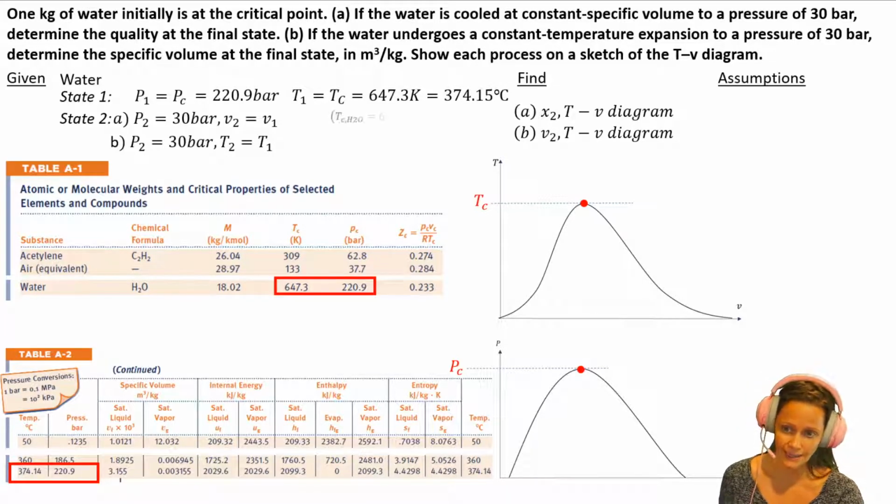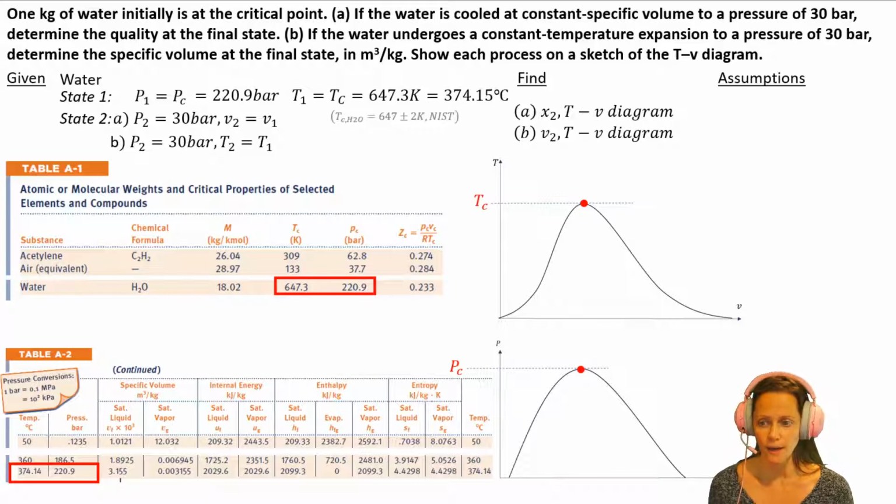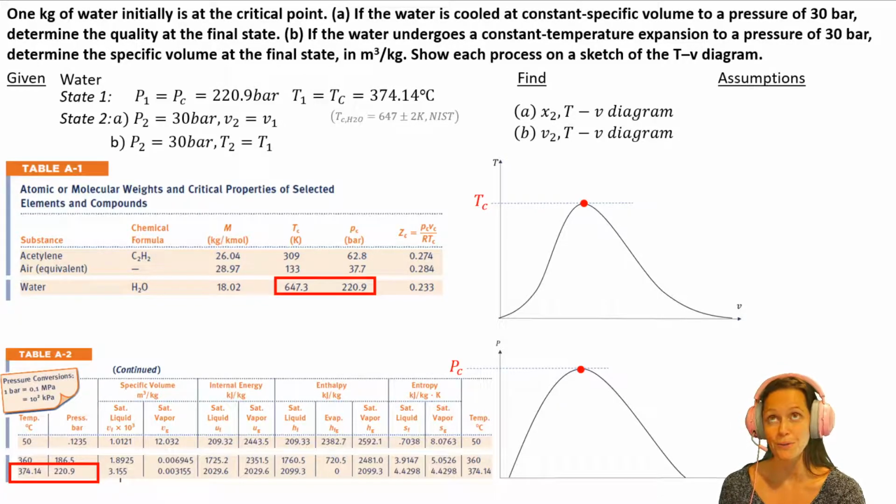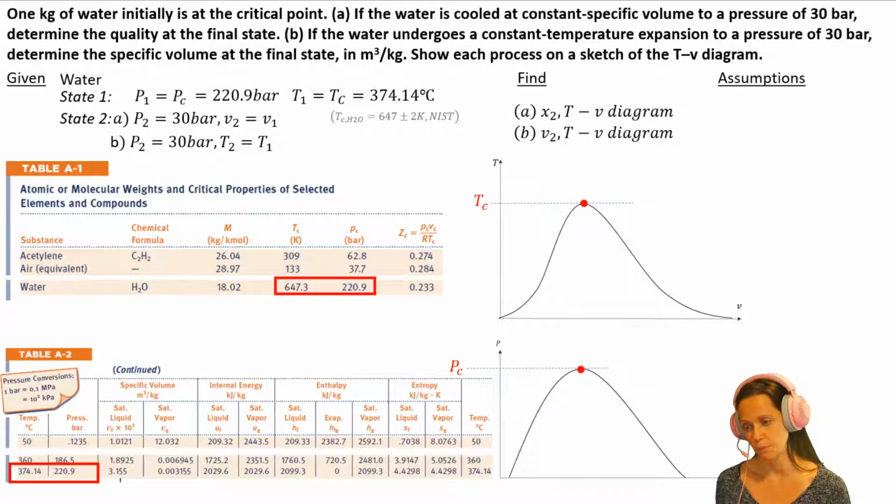However, it's not anything really to worry about because I looked up the critical temperature for water on NIST's website, so NIST, National Institute of Standards and Technology, and they list the critical temperature as being somewhere between 647 plus or minus 2. So not a big deal, but what we're going to go with for the purposes of this particular problem is a critical temperature of 374.14 degrees Celsius, but just because I'm going to be pulling some data off of table A2 and I just want to keep it nice and clean, keep the same value.